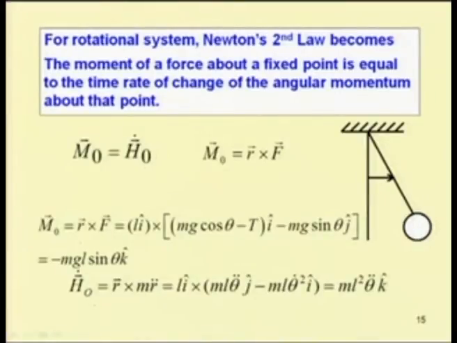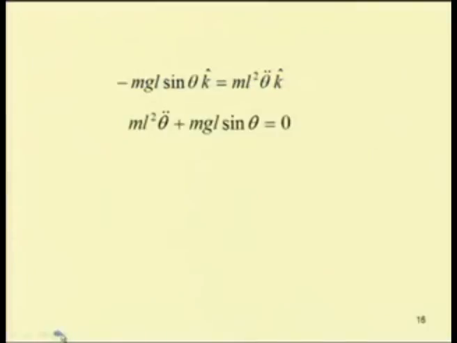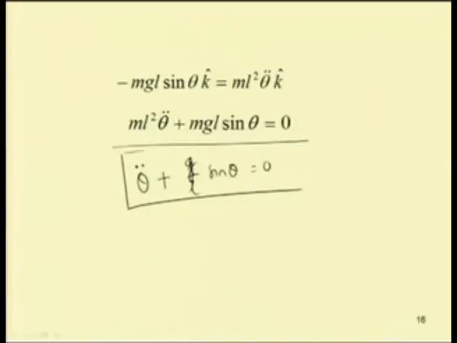So, one can find the equation of motion of the system as m L square theta double dot plus m g L sin theta equal to 0. By dividing by m L square, one can write this equation of motion in this form: theta double dot plus g by L sin theta equal to 0. So, this is how, using Newton's second law, one can derive the equation of motion.